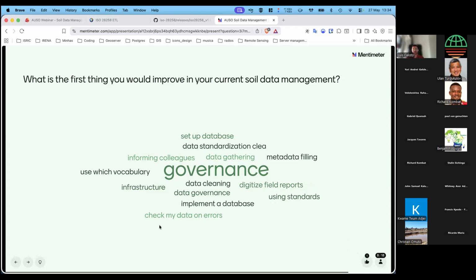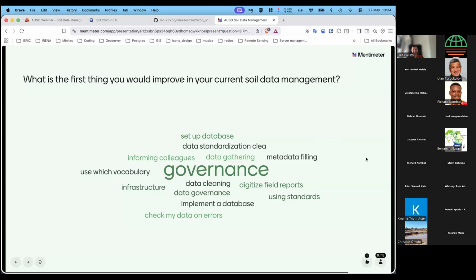Digitize field reports, yes, good. Using standards, check my data for errors, yes. It's important to check errors, because if you don't check your data for errors yourself, no one will do it for you. And the ones that will do it, probably they will do it worse than yourself. Infrastructure, very good one. Implement a database, set up a database, yes. Data standardization, yes. Okay, very good.